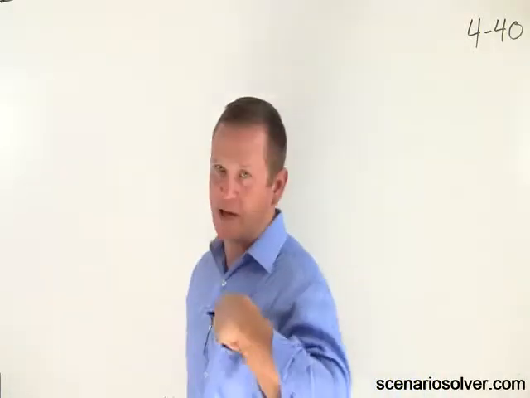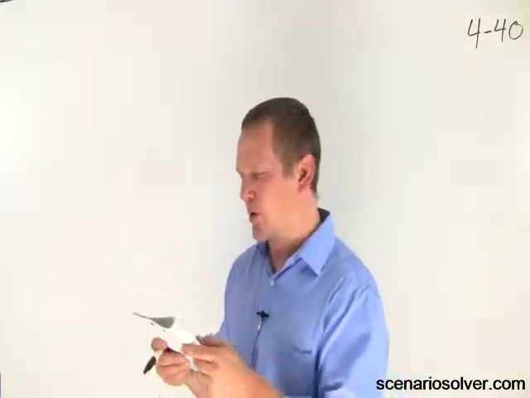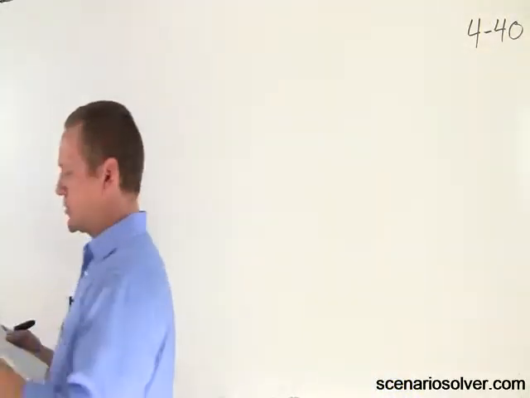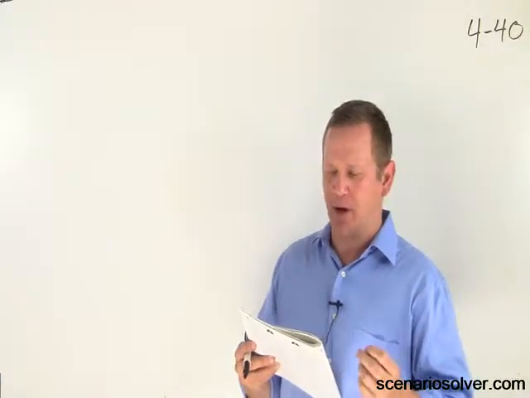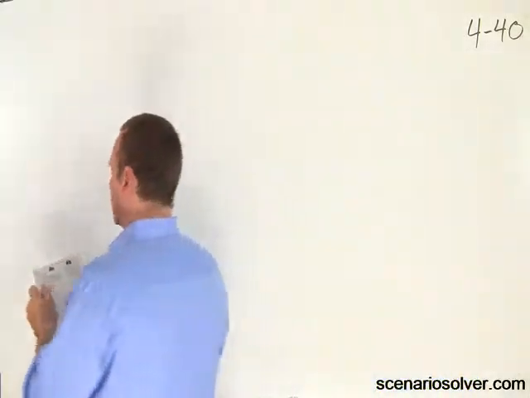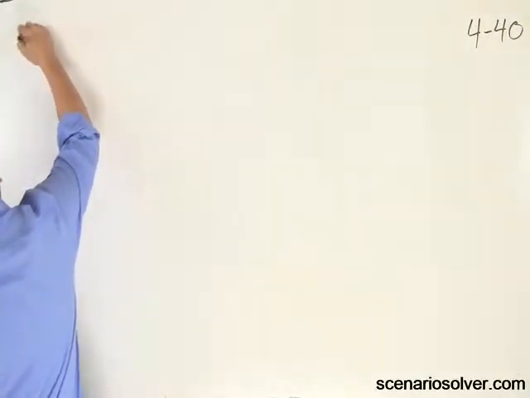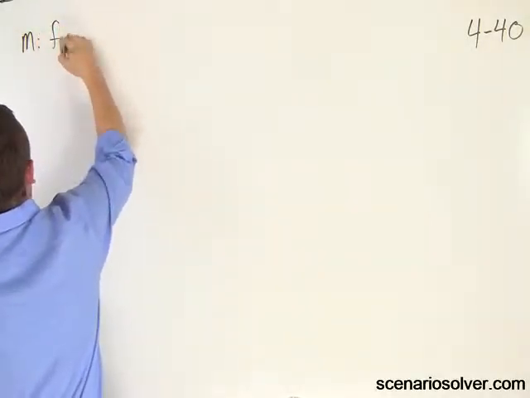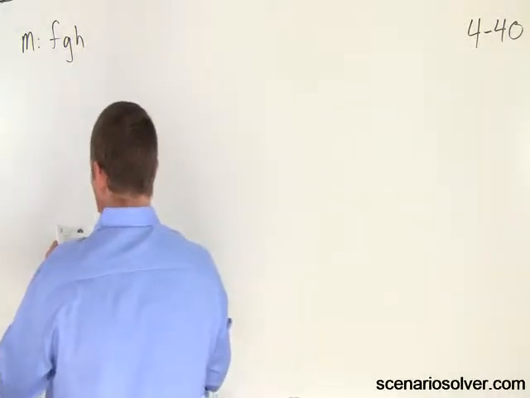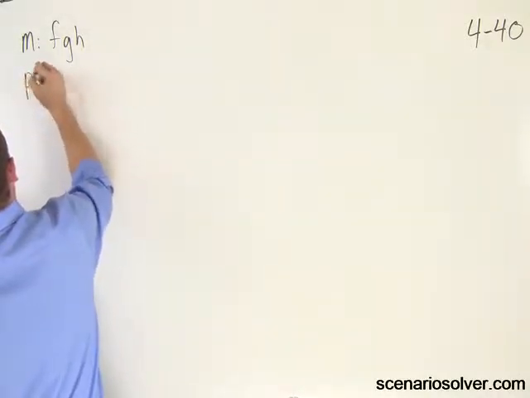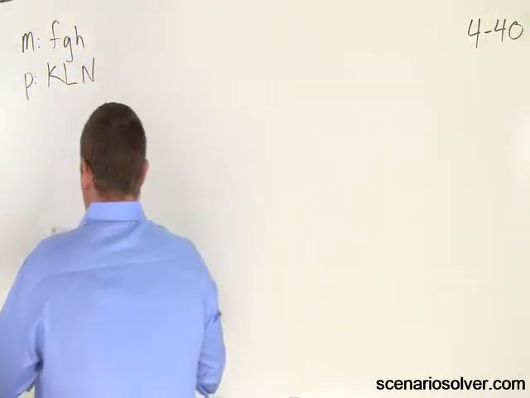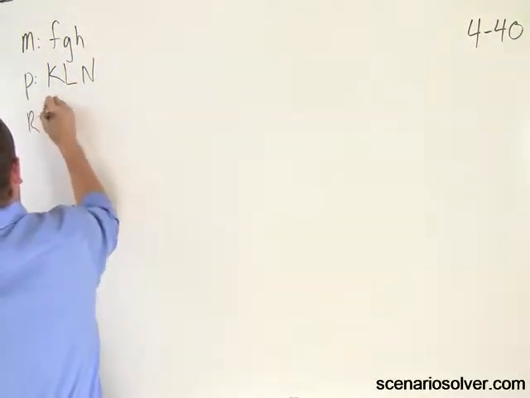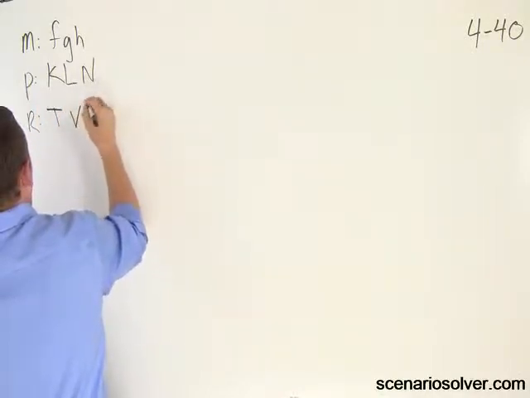Okay, we're looking at LSAT 40. This is June of 2003, Logic Game 4. For a behavioral study, a researcher will select exactly 6 individual animals from among 3 monkeys, F, G, and H. So monkeys are F, G, and H. 3 pandas, which are K, L, and N. And 3 raccoons, which are T, V, and Z.